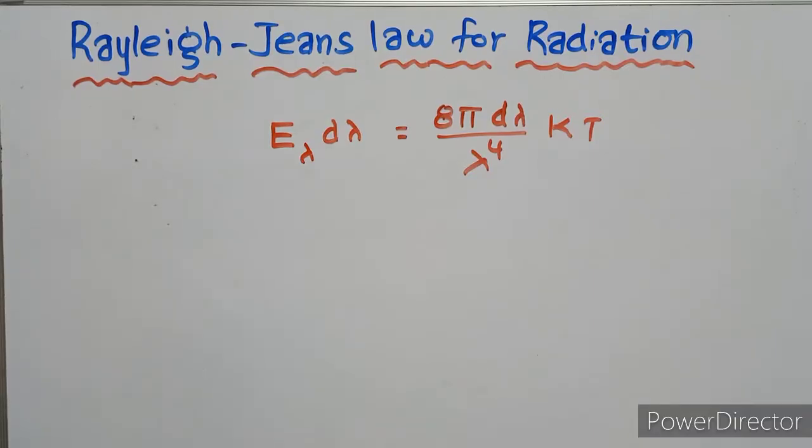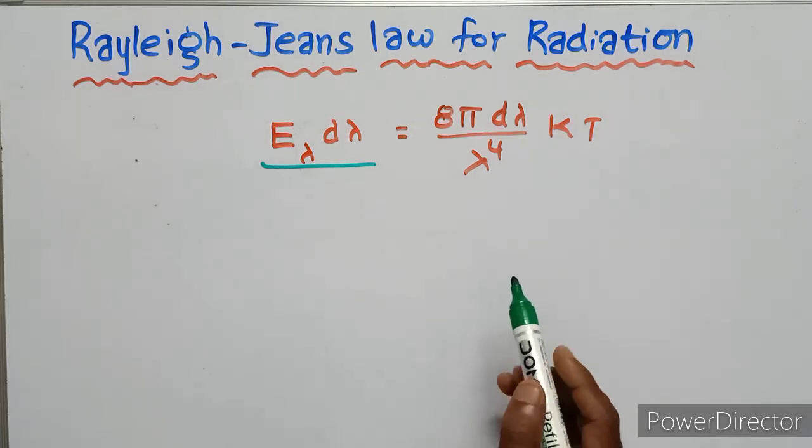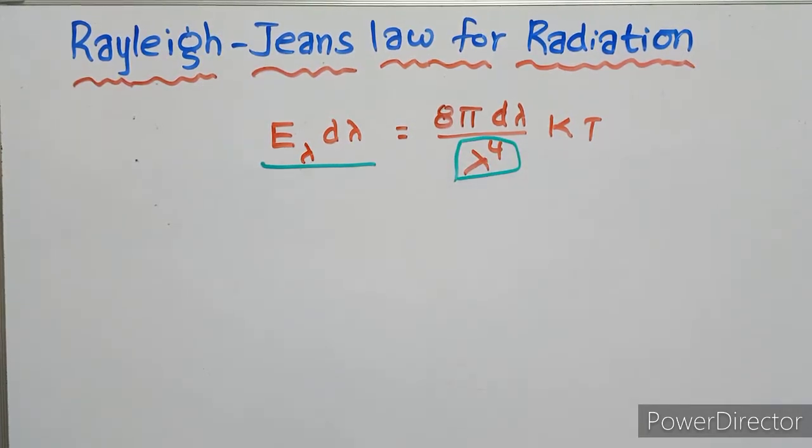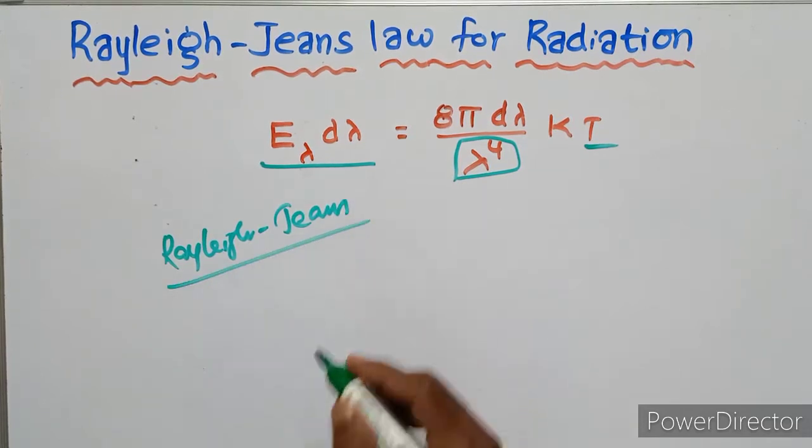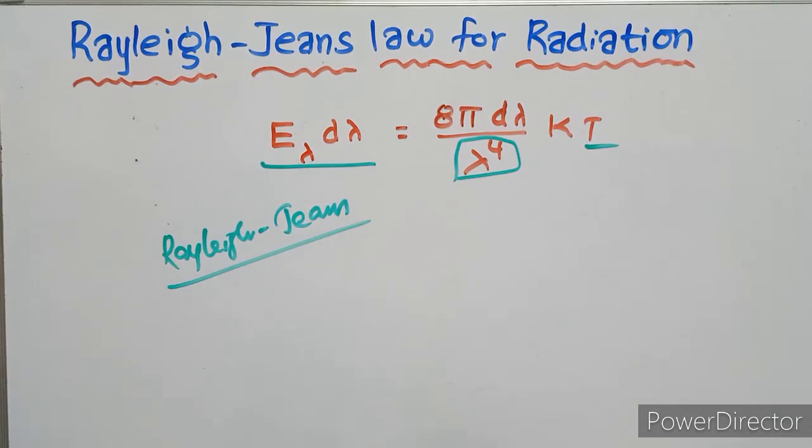Now we are going to discuss Rayleigh-Jeans law for radiation. This formula explains the energy distribution of radiation. In this formula, wavelength and absolute temperature are involved. So Rayleigh and Jeans developed a theory for the spectral distribution of black body radiation.